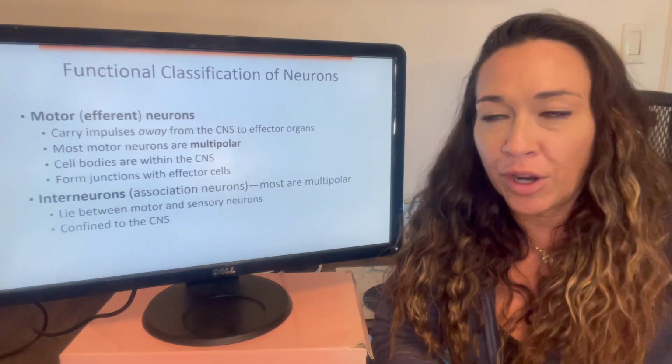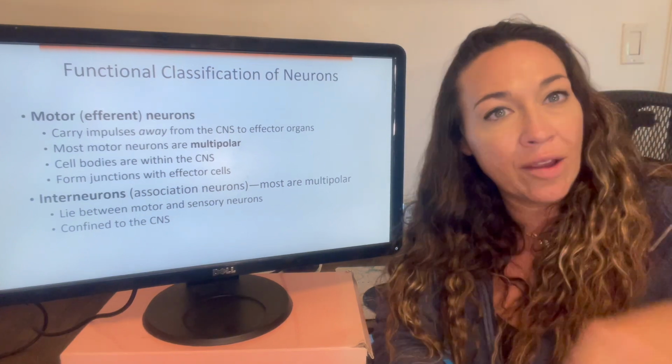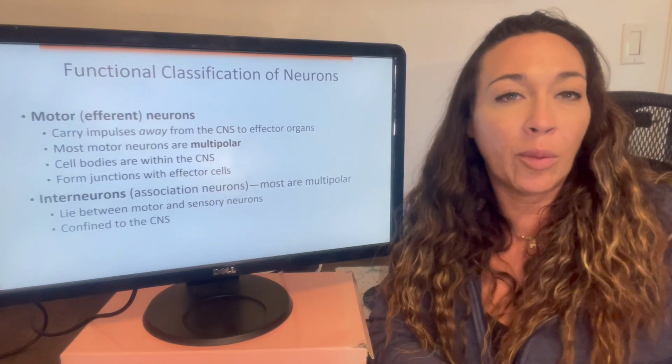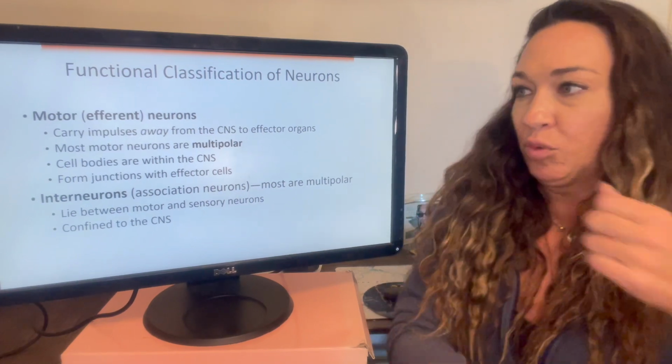Now, the motor or the efferent neurons are carrying those signals away from the central nervous system to our peripheral nervous system to basically react.